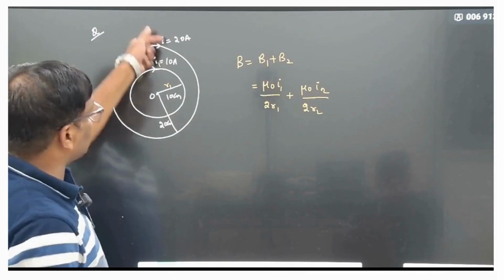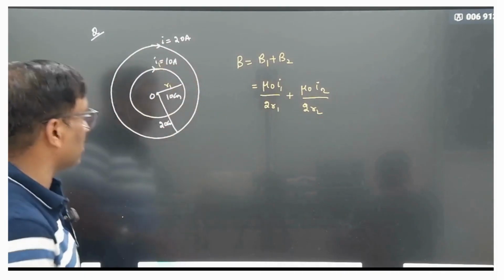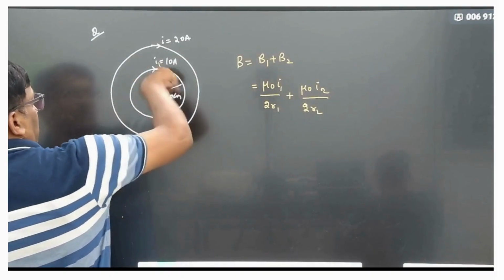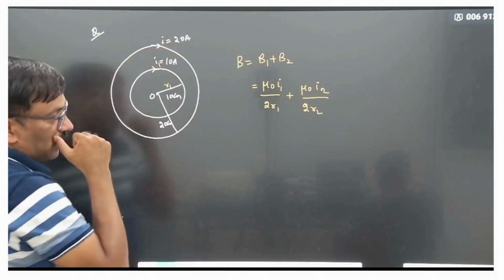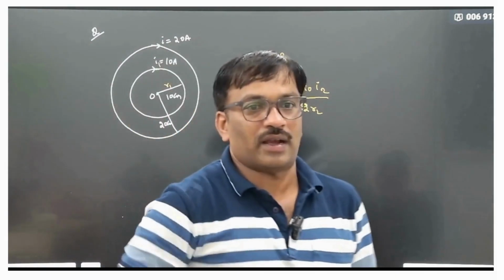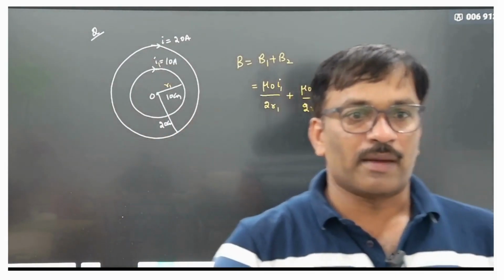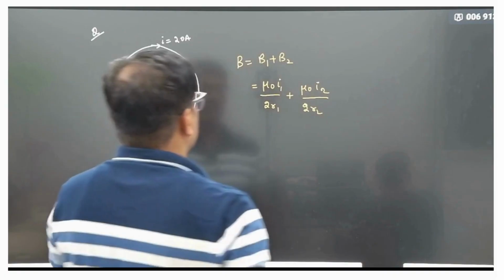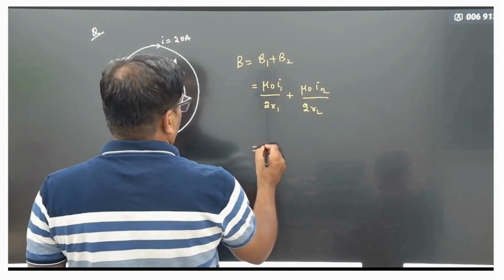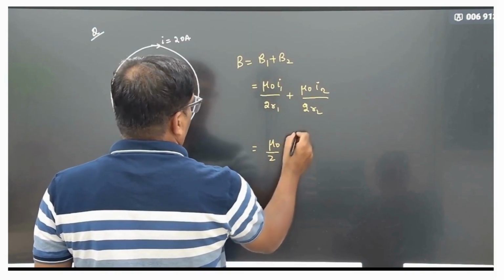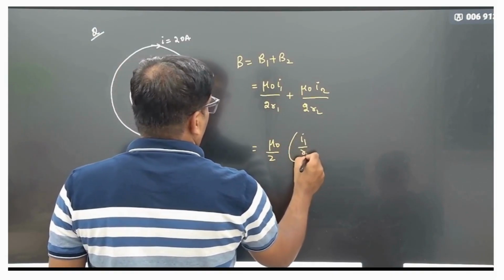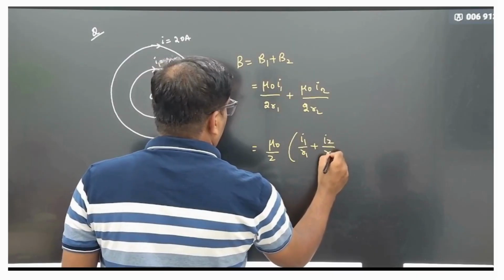That is if the currents are the same direction. If the currents are in opposite directions, suppose this current is like this, it is inside, and if the current is like this, it is outside. Then whichever is dominating, in that direction only you have to calculate the magnetic field. Here you can simplify it. Mu naught by 2 you can take common: mu naught by 2 times I1 by R1 plus I2 by R2.